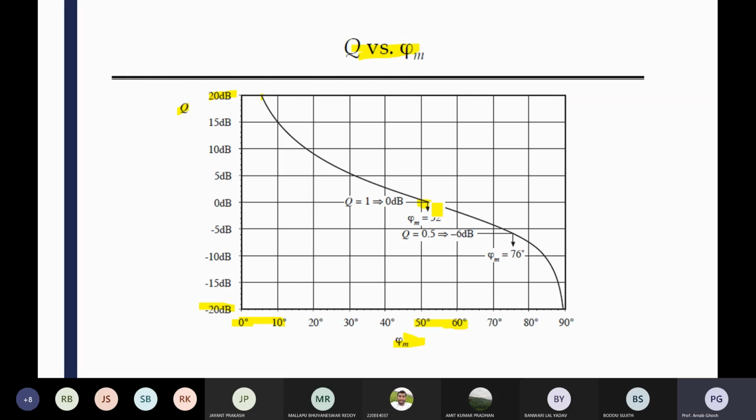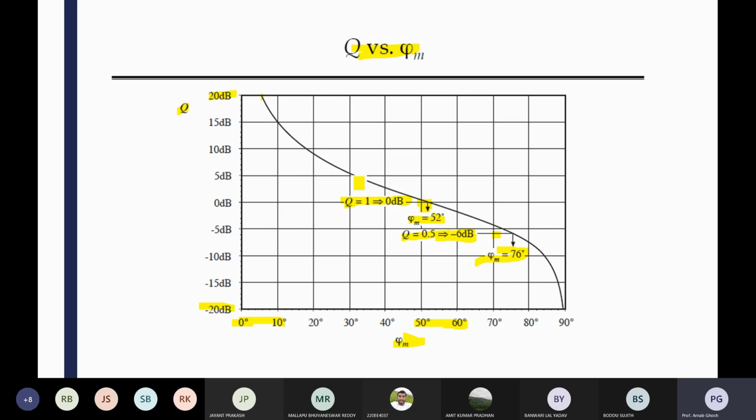That will give you a critically damped system. Here you can see nearer to the critically damped system, the Q value is 0 dB at least, and if the phase margin is 52, Q is 0.5, coming to minus 6 dB. Then minus 6 dB is at a phase margin of 76 degrees. So by increasing the phase margin, your Q value is decreasing. More or less it is inversely proportional, but not exactly. It is not a linear curve, it is a non-linear curve.